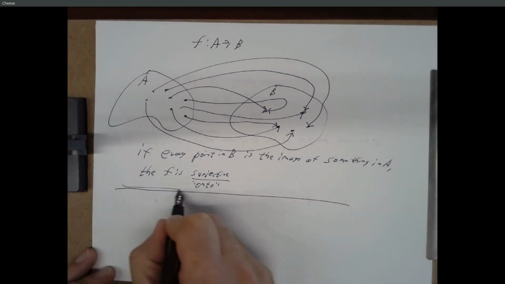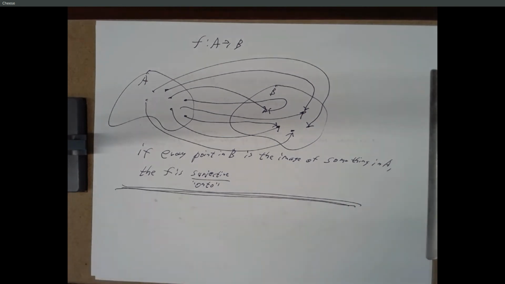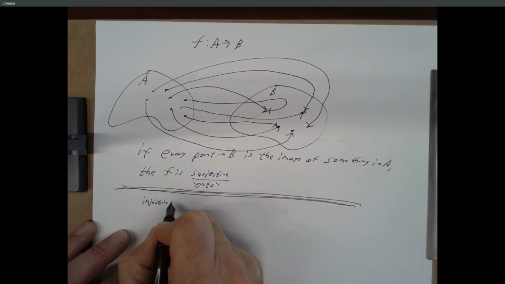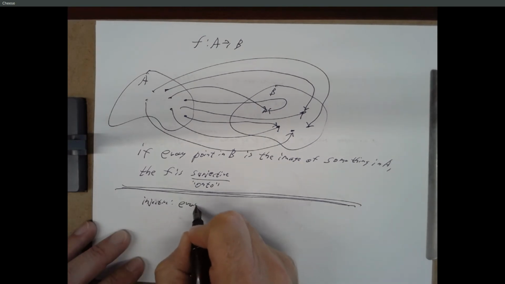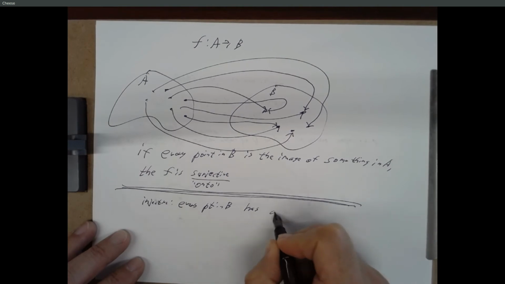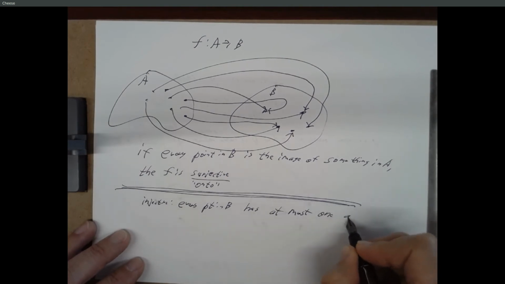And you can think of this in terms of arrows, if you keep this picture in mind of arrows going from A to B. Injective means every point in B has at most one arrow pointing to it.